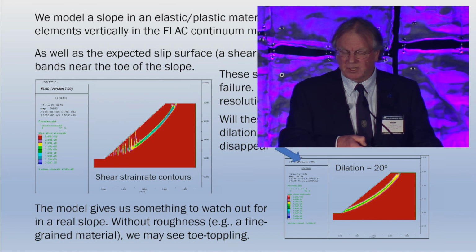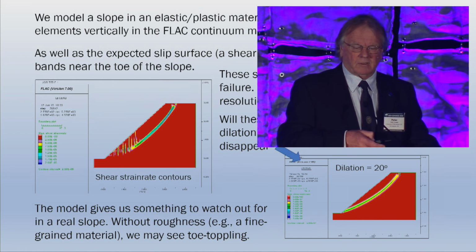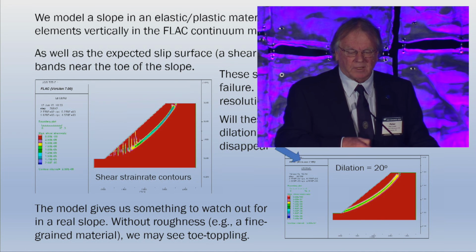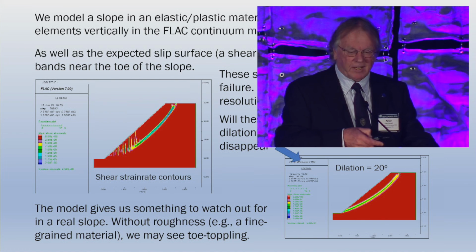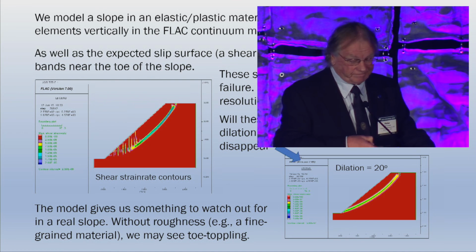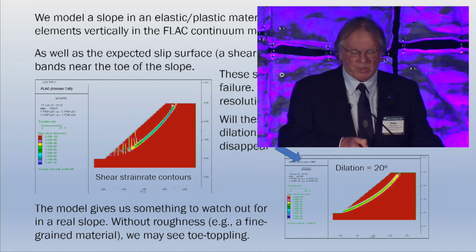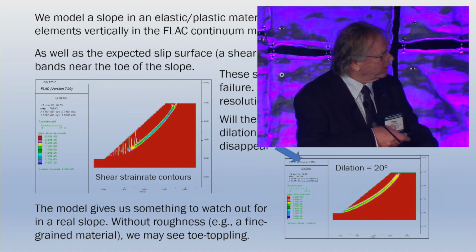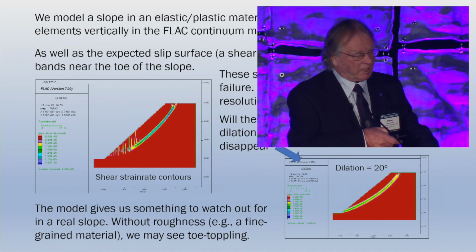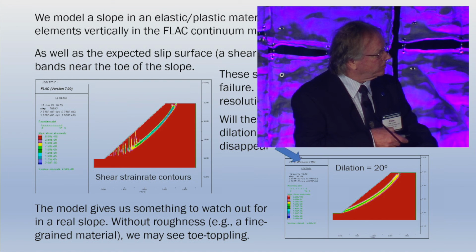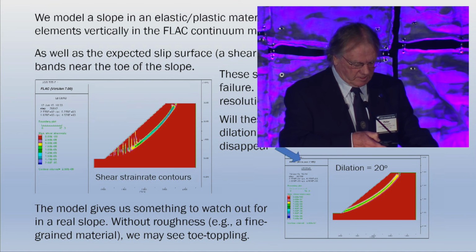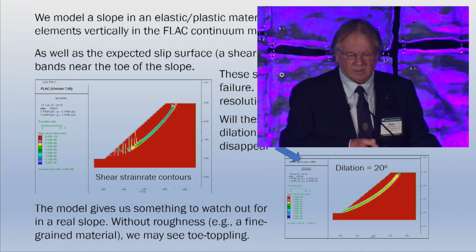In fact, I showed this to somebody last week, and they got all excited, and they said, yeah, we've seen that in a slope, so apparently it exists. But normally, you imagine toppling, like if you talk to Dick Goodman, occurs on the crest of the slope, but this is occurring at the base of the slope.